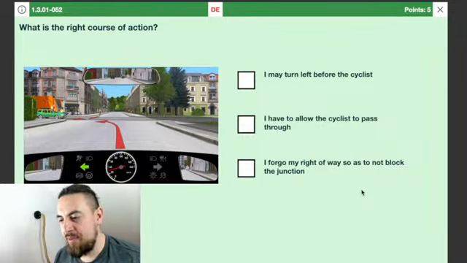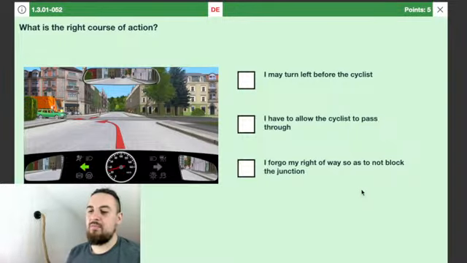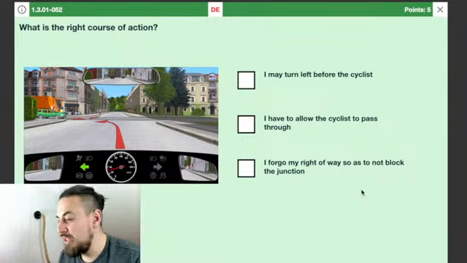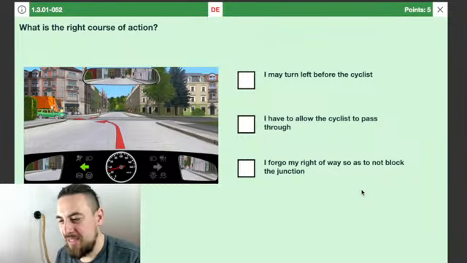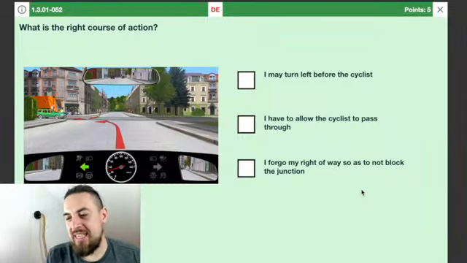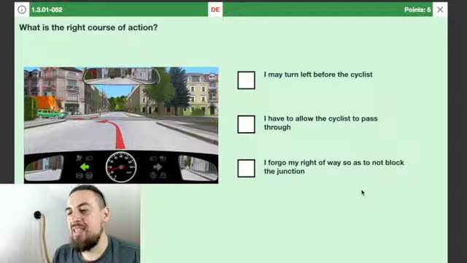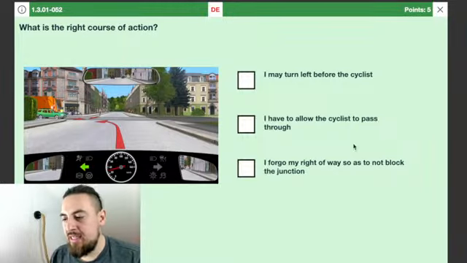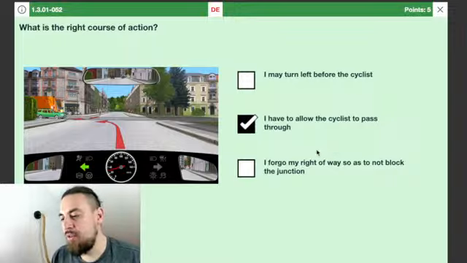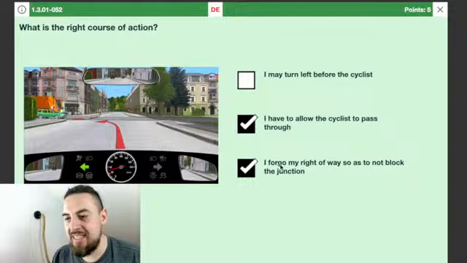I may turn left before the cyclist. I have to allow the cyclist to pass through. I forego my right of way so as to not block the junction. What do you think? One, two, three, all of them? I would say: I may turn left before the cyclist? No, that's not correct. I have to allow the cyclist to pass through? Yes. And I forego my right of way so as to not block the junction? Yes as well. So it's two and three, exactly.